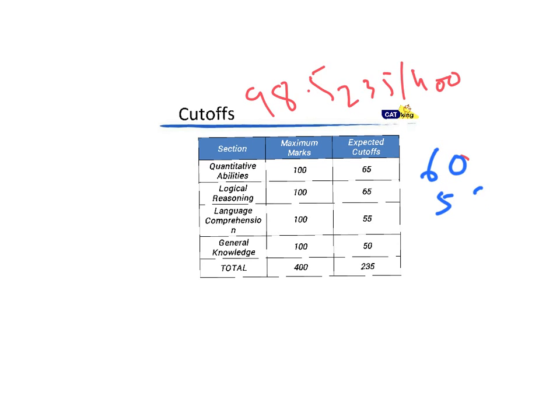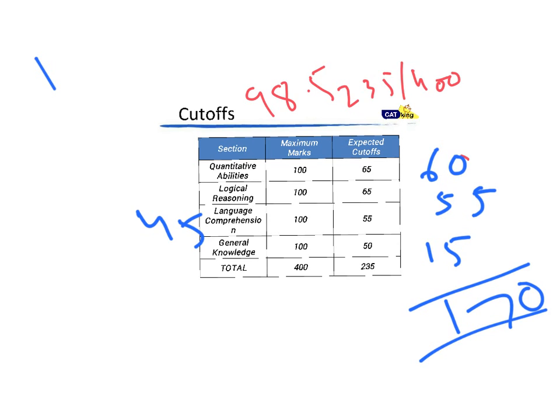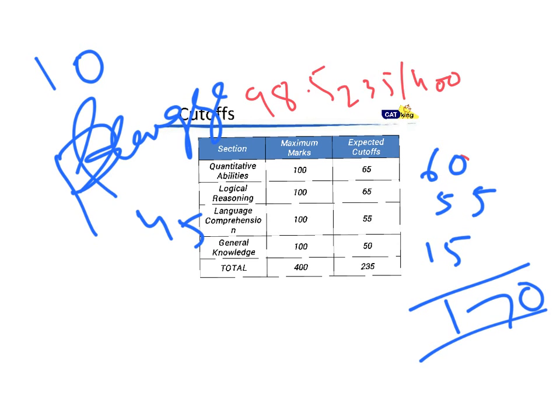In reasoning, you should give something around 55 minutes to that particular section. Language comprehension 45 minutes approximately. While in general knowledge you should not give more than 15 minutes. Your total time comes out to be approximately 170 minutes, and you are again left with 10 minutes at the end of the day, which is primarily for those flagged questions that you should attempt at the end, and the questions where you got stuck at the last step.